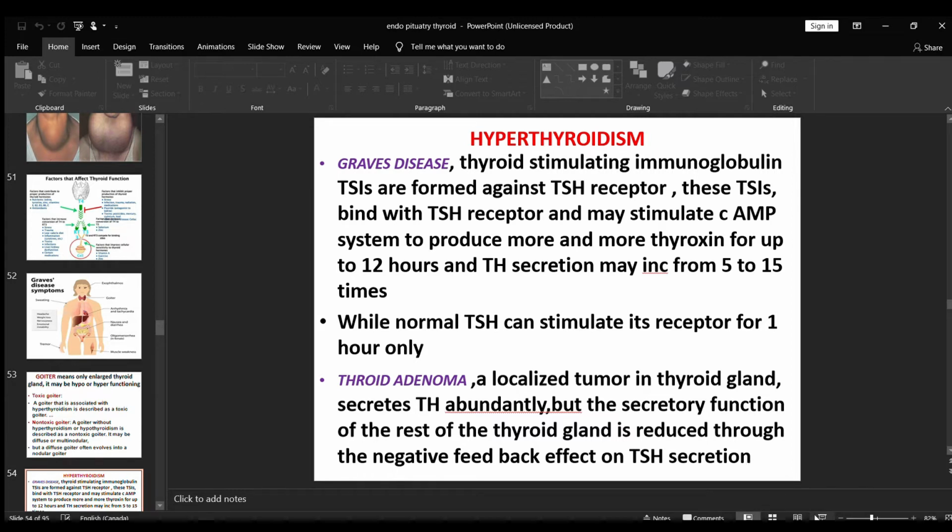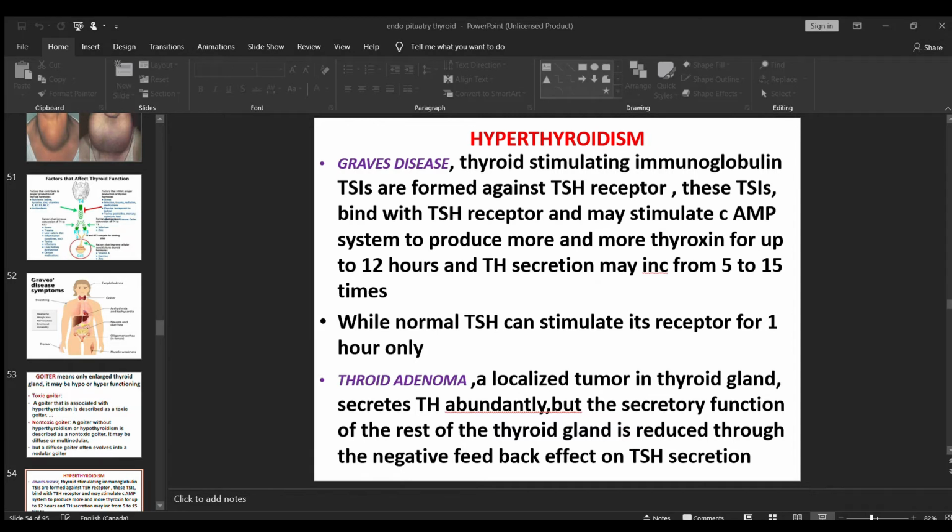Let me explain. The thyroid adenoma is a small nodular type of tumor present in the thyroid gland. When this adenoma begins to secrete more and more thyroxine, the production of thyroxine by the rest of the tissue is reduced due to the negative feedback effect on thyroid stimulating hormone secretion. So thyroid adenoma and Graves' disease are the two very common causes of hyperthyroidism.